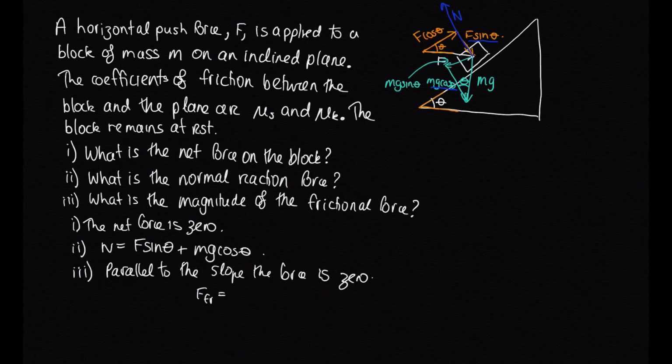So just like the normal force had to counter out the other two forces, in this case, we've got F cos theta pushing it up the slope, and we've got mg sine theta pushing it down the slope. So the frictional force must be F cos theta minus mg sine theta, and this is down the slope.